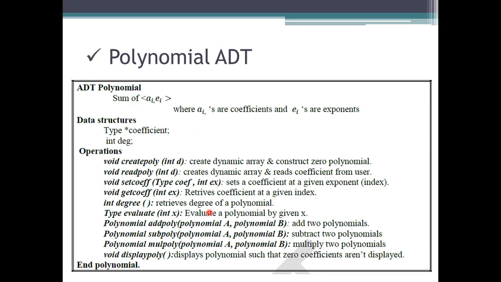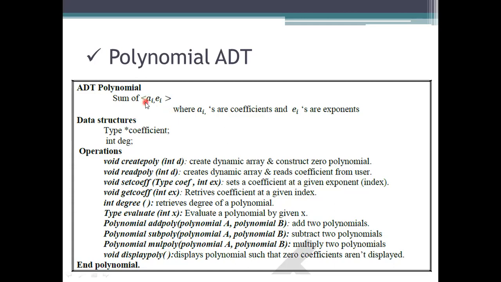So how are we going to represent a polynomial here? It is a summation of terms. What is a term? A term is a combination of a coefficient, a variable, and its exponent. The important factors are the exponent and the corresponding coefficient for that exponent, so the ADT polynomial is specified as a sum of ai comma ei.